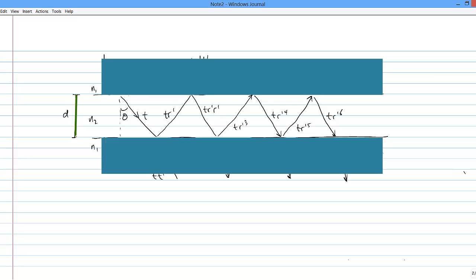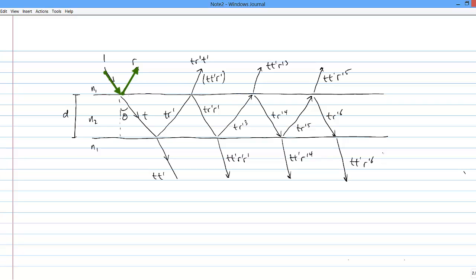index N2. Every time a ray reflects going from index N1 towards N2, the field amplitude gets multiplied by a factor r. Every transmission from N1 into N2 comes with factor t. Every transmission from N2 to N1 comes with t prime, and every reflection from N2 going towards N1 comes with a factor of r prime.